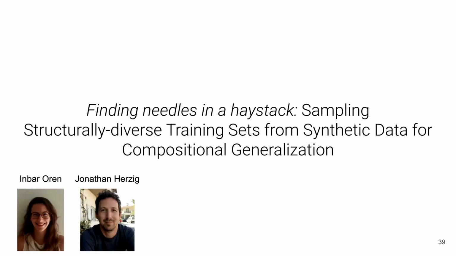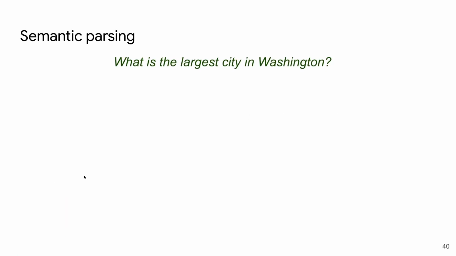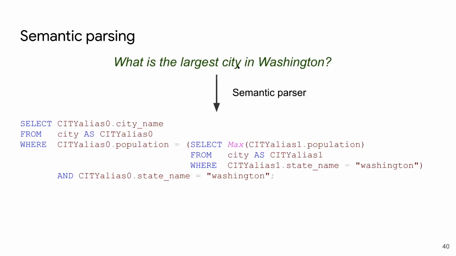Okay, cool. So I'll do this relatively briefly. The last part is about semantic parsing and the problem of compositional generalization in semantic parsing. This is work with Inbar and Jonathan, my students. Semantic parsing, if you don't know, is the task of mapping some utterance or question to some formal language such that when you execute it, you get the right answer.